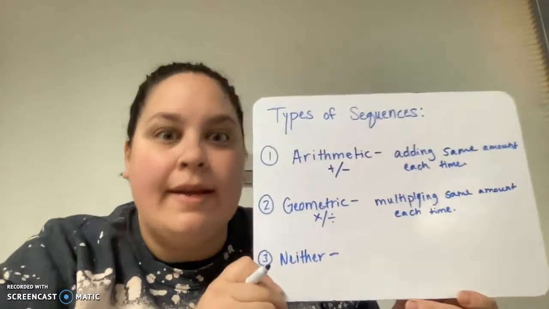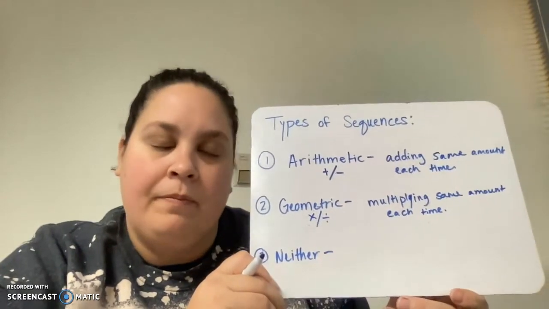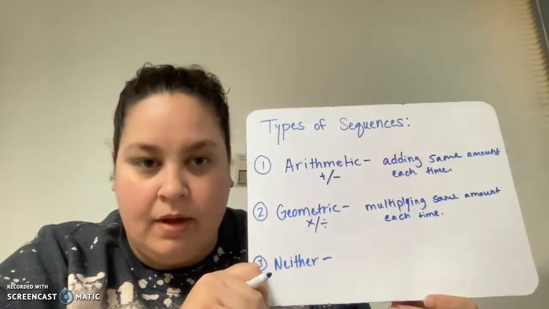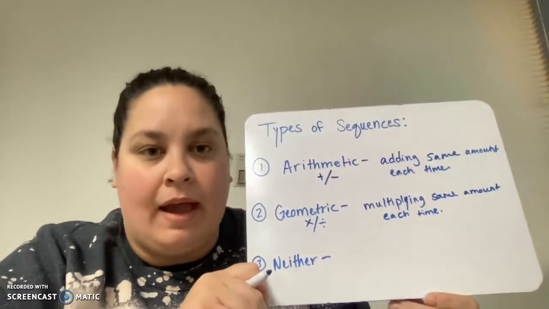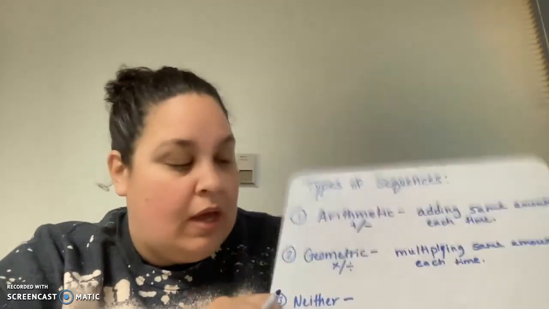So if it's getting twice as big every single time, that would be a geometric sequence. Or if you're cutting it in half every single time, aka multiplying by half or dividing by 2, that would also be geometric. Neither is, I just don't have a pattern. Maybe it's like 1, 5, 20, 2, 3, like a random thing. Neither could also be if it's not going up by the same amount every time.